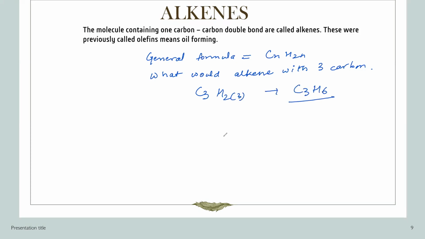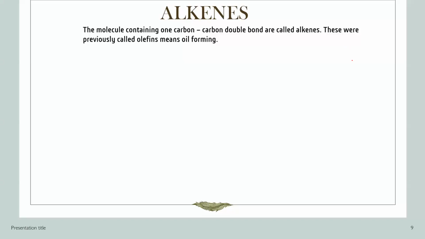So how many carbons are there? 3 carbons. Since it is an alkene, make a double bond between any 2 carbons. So I will make it here. The rest of the carbons should be joined by a single bond. Next, give the necessary hydrogens. And it is propene. Fine. I hope this is clear.